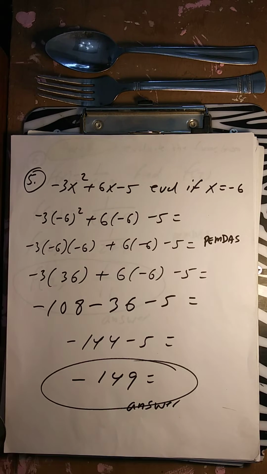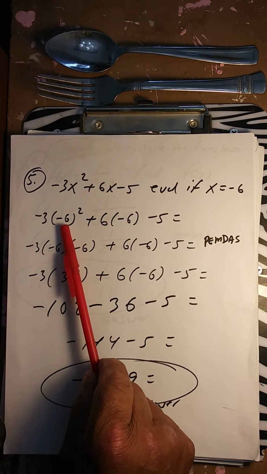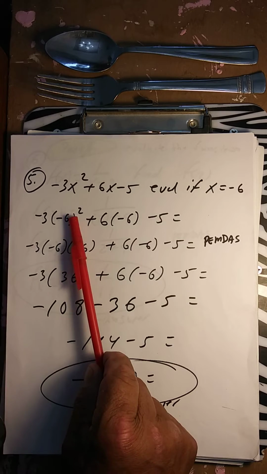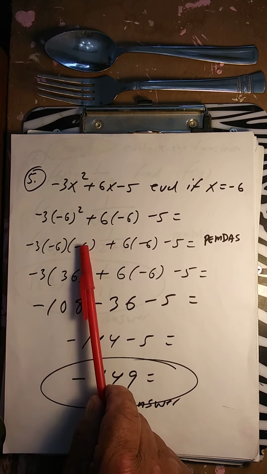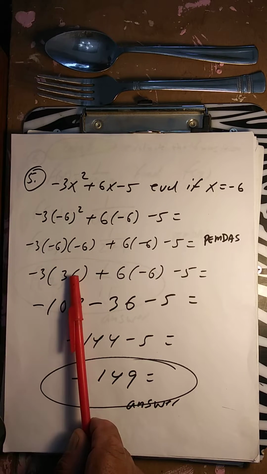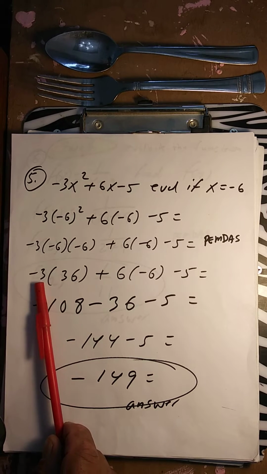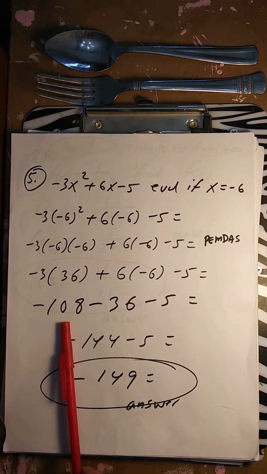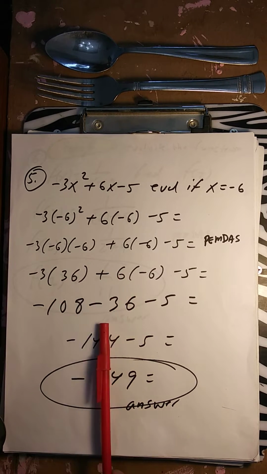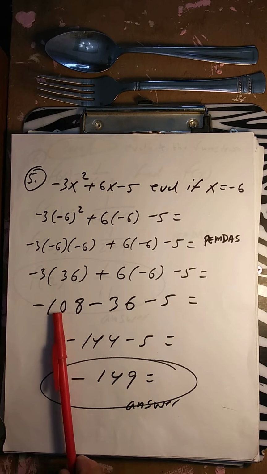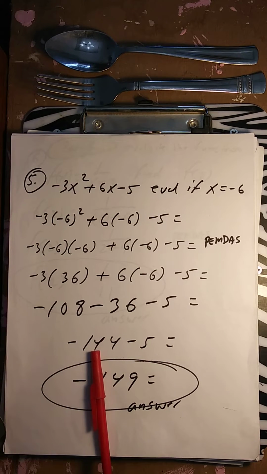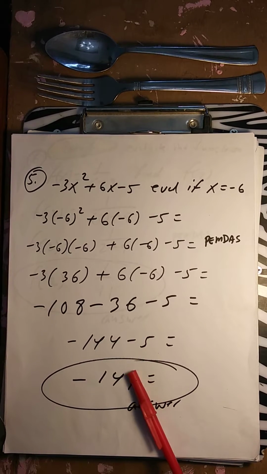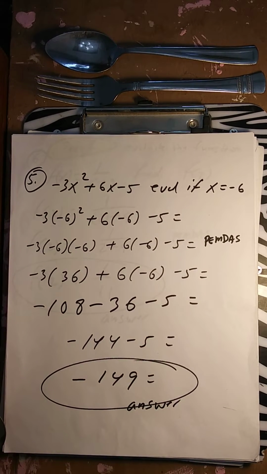Another one. Evaluate the expression if x is negative 6. So put in negative 6 for x. Negative 6 squared means what? Negative 6 times negative 6, which is going to be a positive 36. Copy this down. And the negative times the positive is a negative 108. And the negative times the positive is a negative 36. And negative 5 down here. This one and this one together is negative 144. And another negative 5, put them all together, gives you a negative 149.